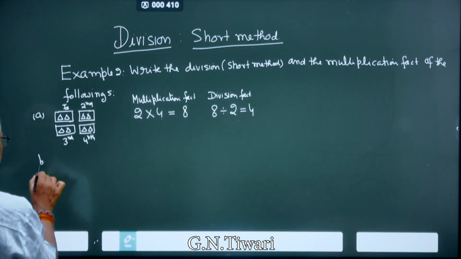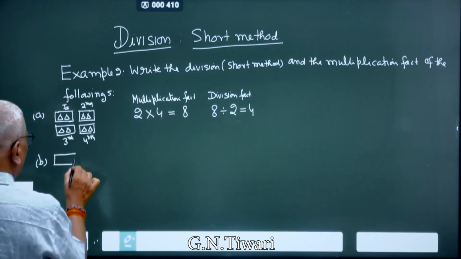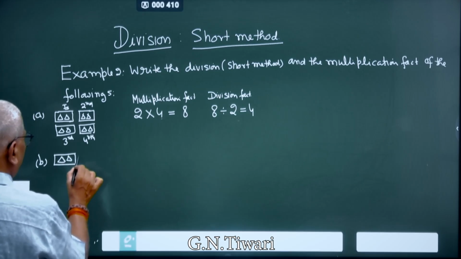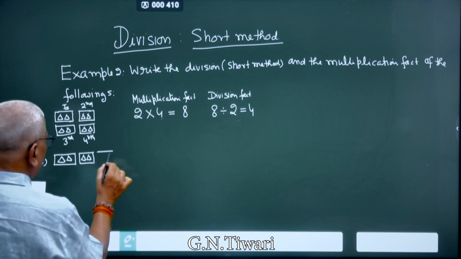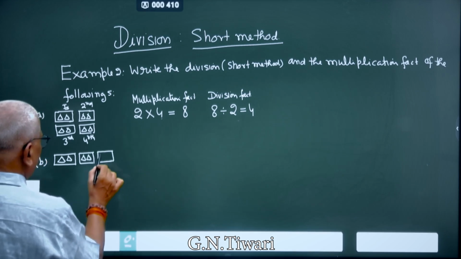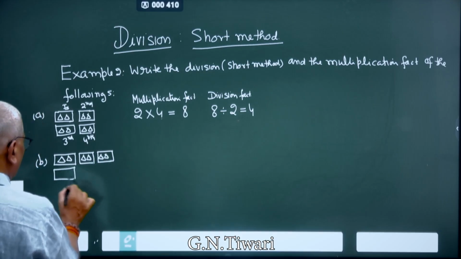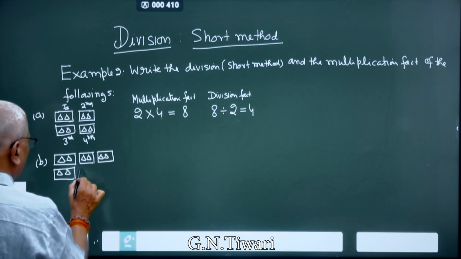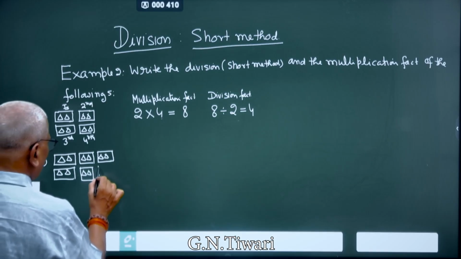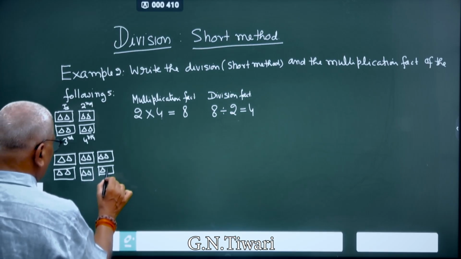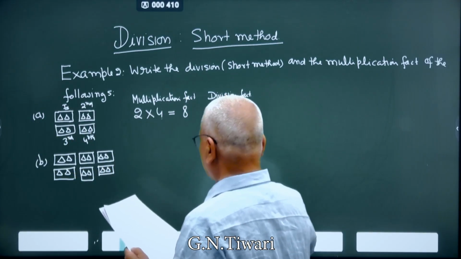B. There again, I am making 2 triangles in one group. So for that also you have to write the multiplication fact and division fact.